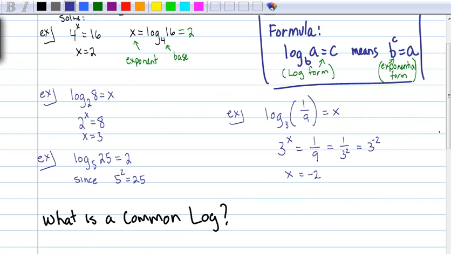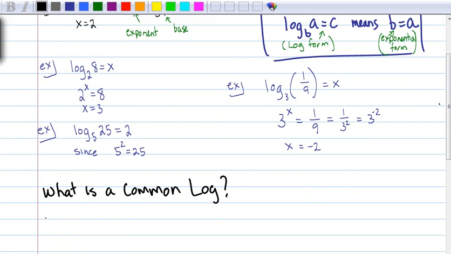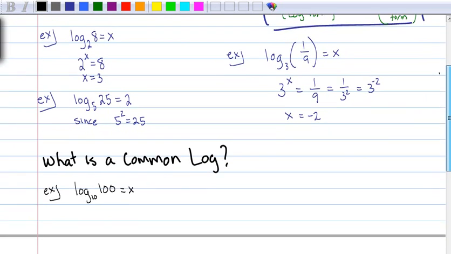So I have one last question. What is a common log? Well, common log just means base 10. So let's do an example with that. If I had log base 10 of 100, that is an example of a common log. And what is that? 10 to what power is 100? Well, the answer is 2. And again, if you don't see it, let's call that an x. Put it into log form.